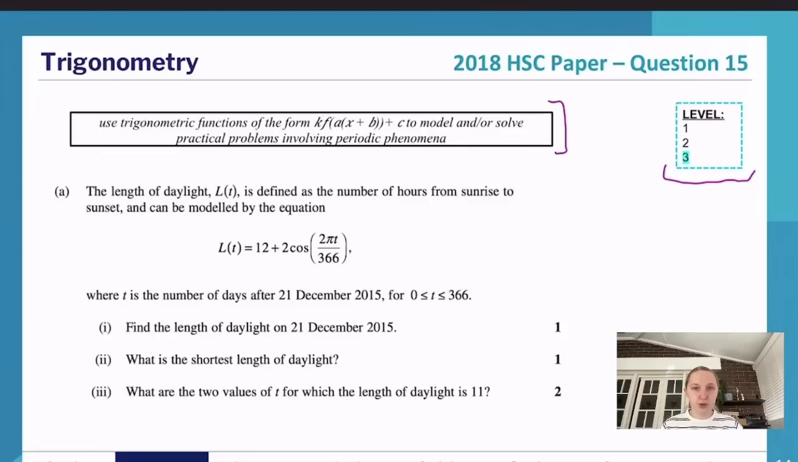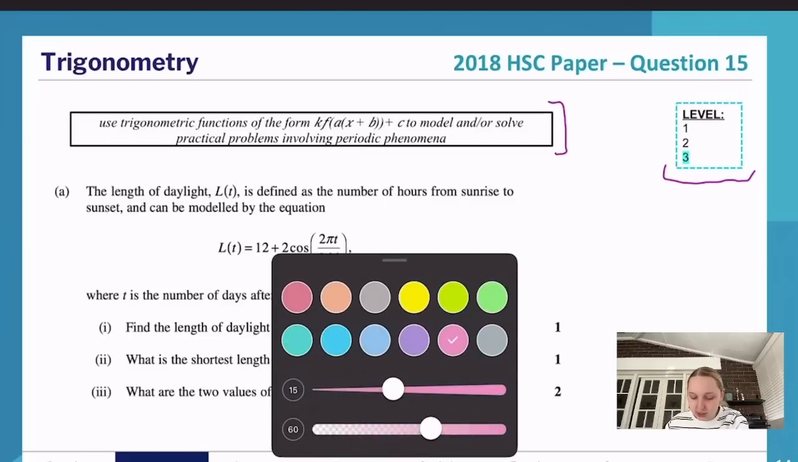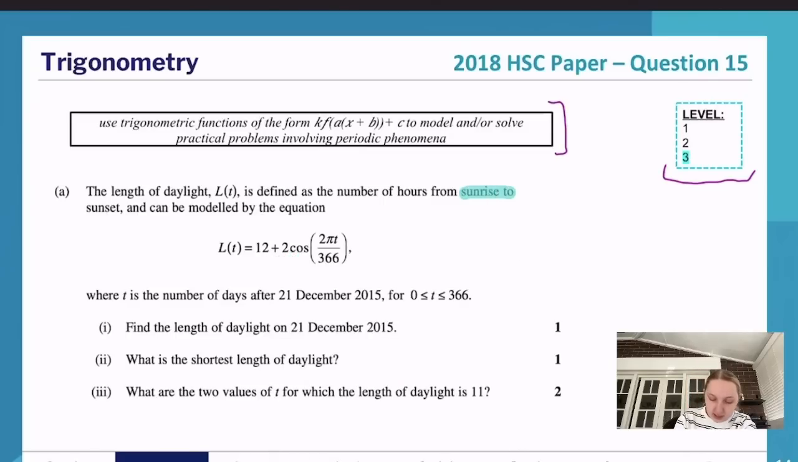The syllabus point it's most relevant to is: use trigonometric functions of the form k f(ax + b) + c to model and/or solve practical problems involving periodic phenomena. Super, super common question to get. Really commonly, these questions come up as sunrise to sunset or tides, like the tide of water going up and down. A super common question type to see, so it's super important that you know how to do this one.